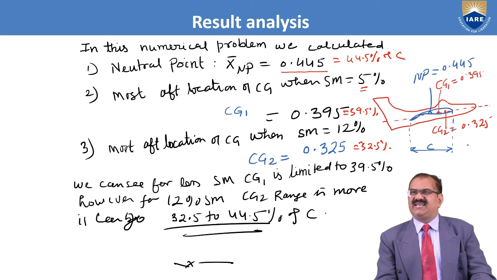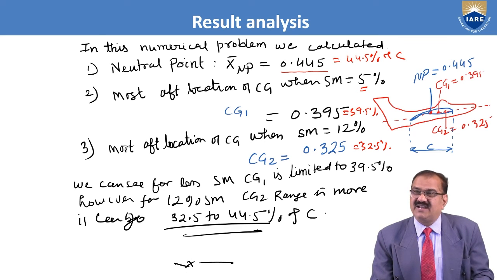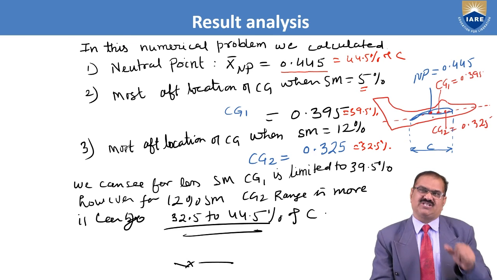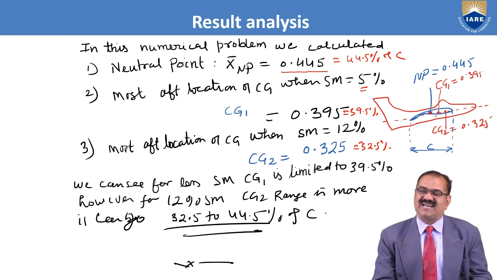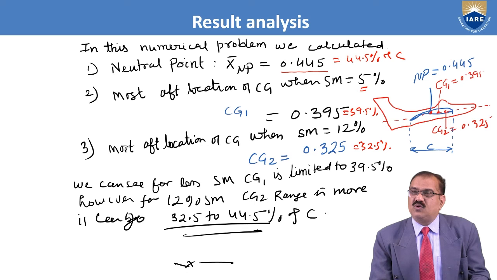I have represented it here. This is the nose. From the nose, this is the neutral point. The neutral point should be behind the CG, and fortunately here CG1 and CG2 both are ahead of the neutral point. So it is stable, but which one is more stable? That we have to understand. So here we can say that CG2 is much further ahead than CG1.